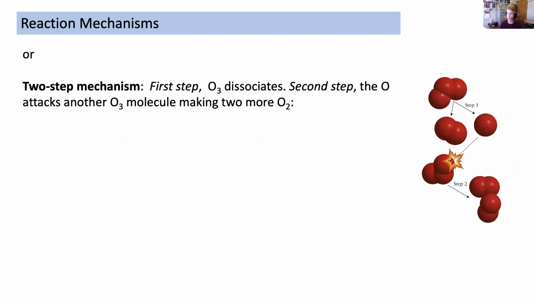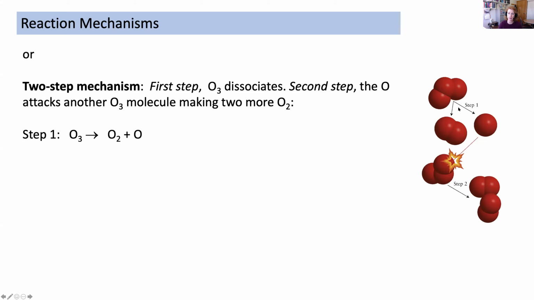If you want to talk about a 2-step mechanism, you could think about ozone, O3, decomposing into O2 and an oxygen, and then that oxygen combining with an O3 to form 2 more molecules of O2. So we still have an overall 2 ozone molecules reacting to form 3 oxygen molecules, but those are happening in 2 different steps. So in the first step, we have O3 dissociating, and that means that we've broken one of the bonds to form 2 molecules from 1. In the second step, you have an oxygen attack. So that oxygen is attacking that ozone molecule and making 2 more oxygen molecules.